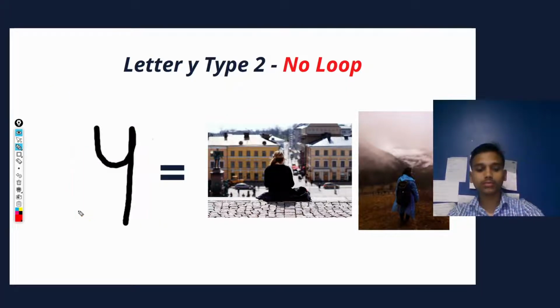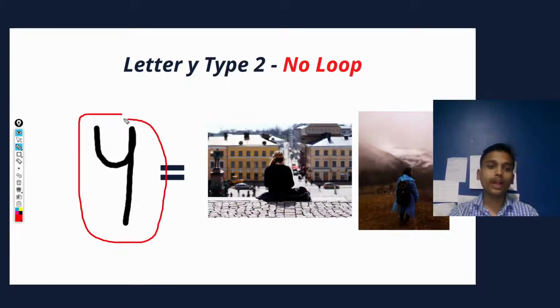So what we have learned is that anyone who doesn't have any loop in Y falls under this no loop category. It means the writer is someone who often feels lonely about some things, lonely about themselves, relationships, or anything.